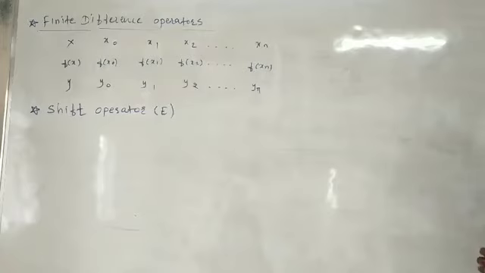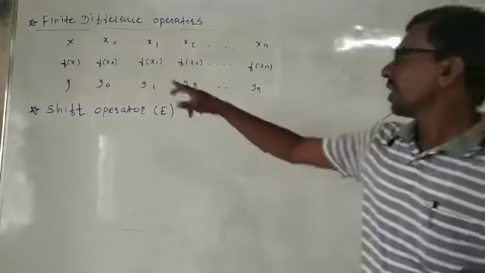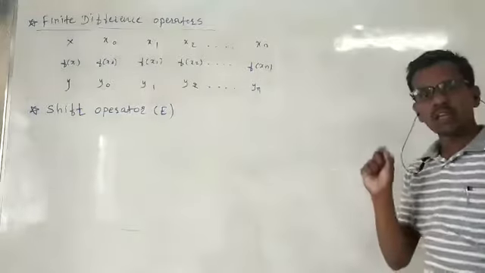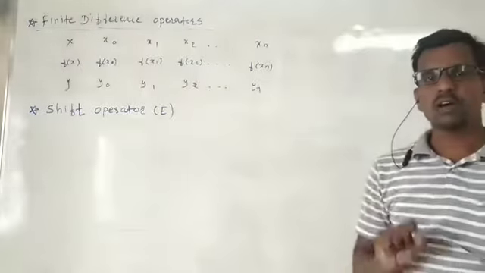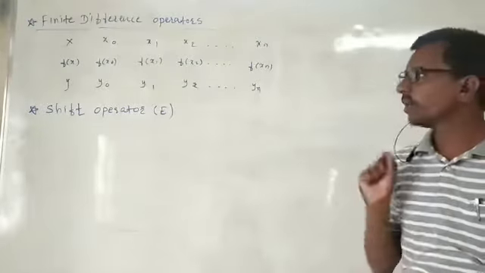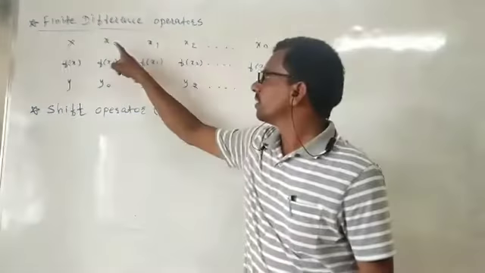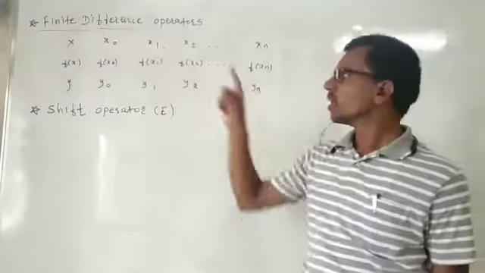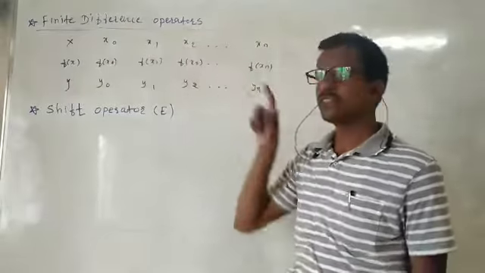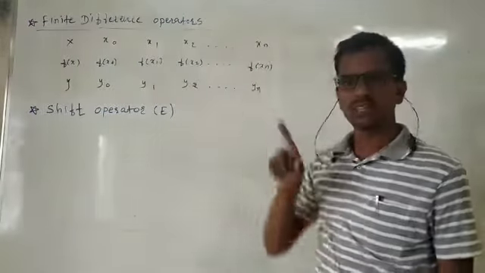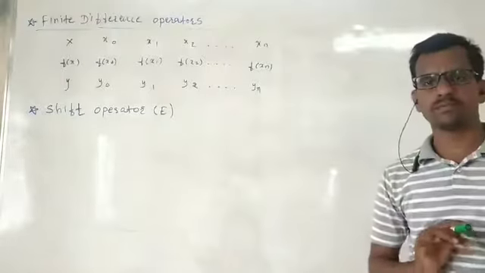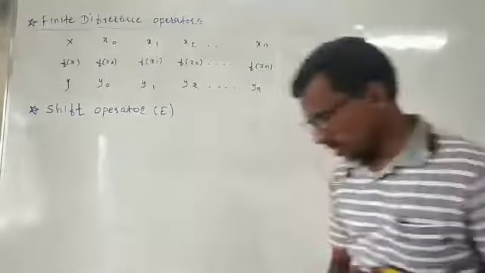Okay, so for these given n plus 1 points, that is x0, x1, x2 up to xn, which are equally spaced or equidistant. Equidistant means the difference between these 2 points is, suppose, h. Difference between this and this is h. Means the difference between any 2 consecutive points is the same. That is h, suppose. Right?